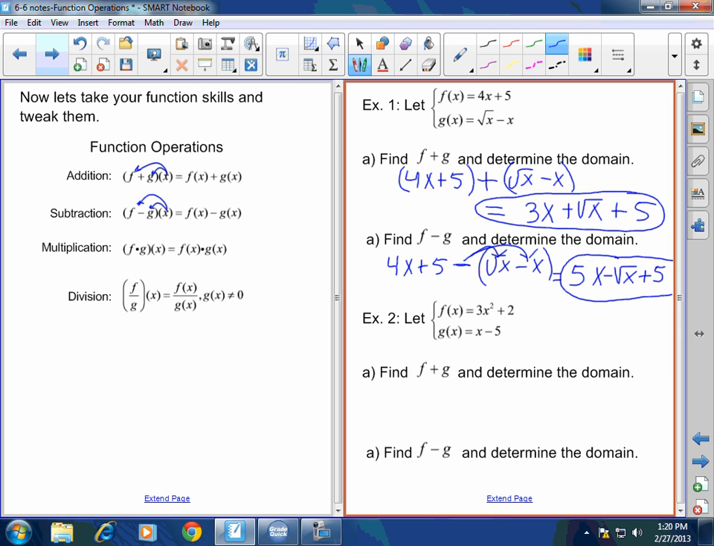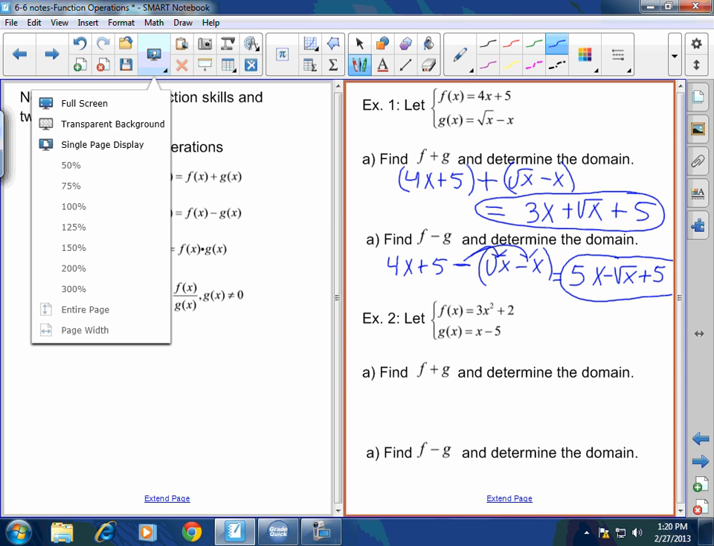Pretty simple, right? They're going to give you 2, 3, 4, 5, 6, 7 functions, whatever they give you. They want you to add those functions, and you literally just add the function values together. Literally. Okay? Can I move over to one screen now? Thank you.